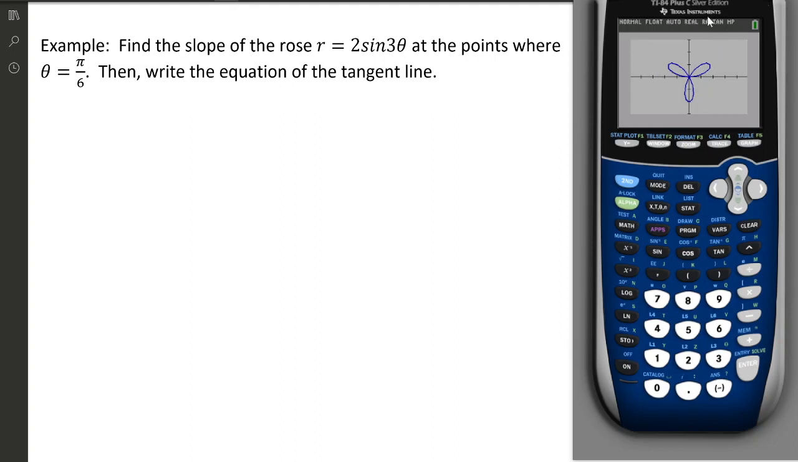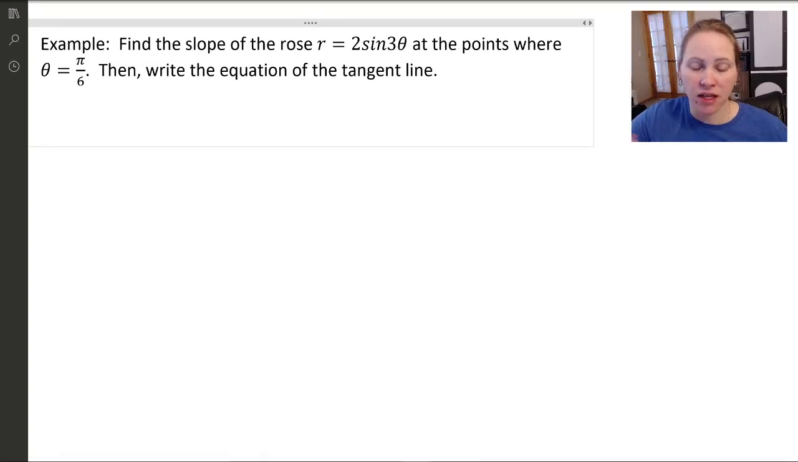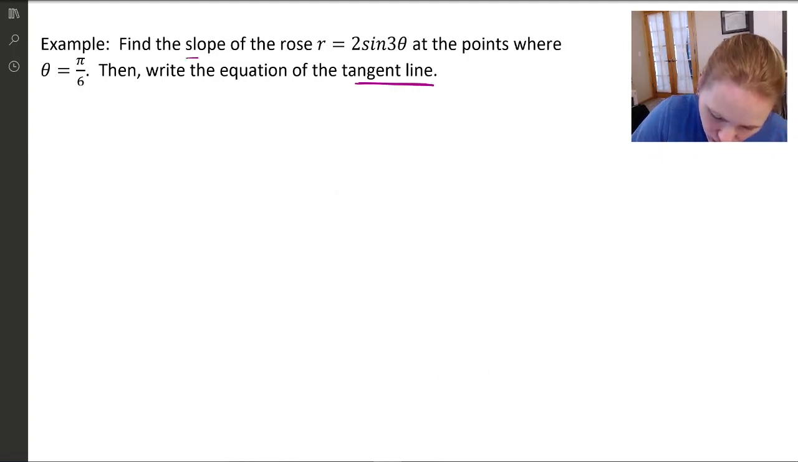Now remember, in order to write the equation of a line, we need a point in space, and we also need a slope. So the slope of my tangent line, which is what I want, is dy dx. So anytime you're asked for the slope, it's dy dx.